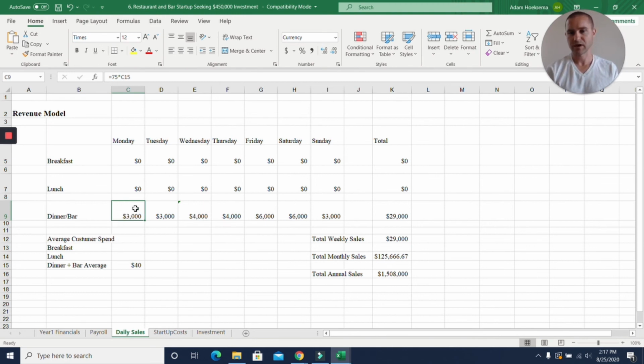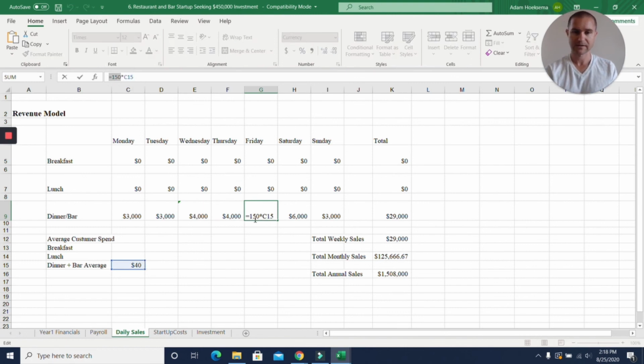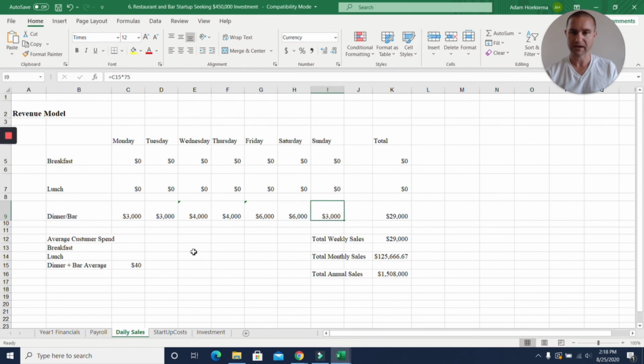Just for dinners. The way they're coming up with their sales projections, if I click into this, it's taking this $40 average check or bill times 75 here. So they're assuming 75 tickets, customers that night on Mondays, and then really just 100 for Wednesday and Thursday, going up to 150 for Friday and Saturday, and then back down to 75 for Sunday. So that makes some sense. It makes sense that you're going to be busier on Friday and Saturday, right?